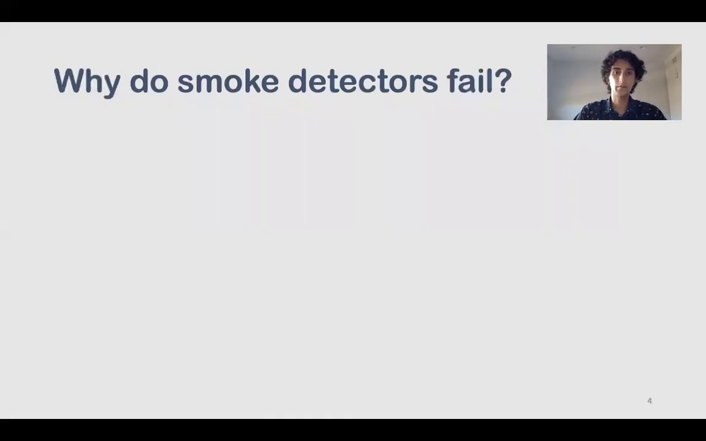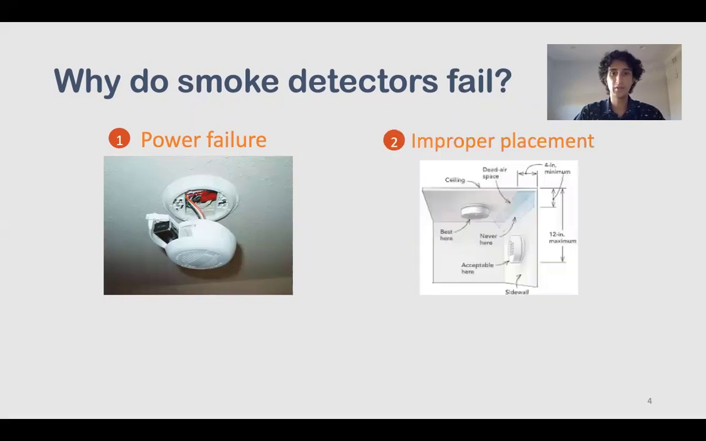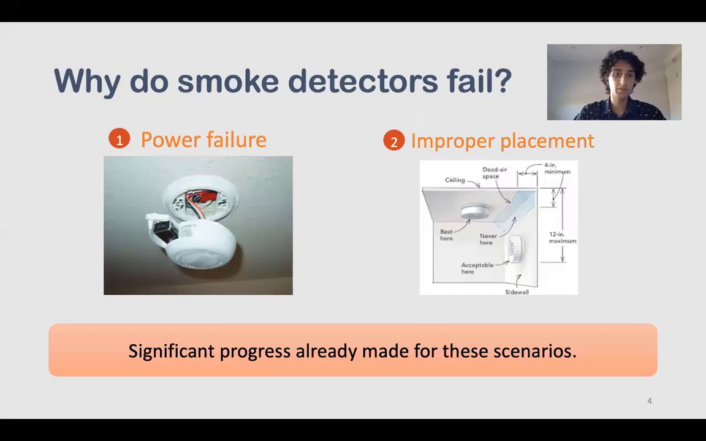Why do smoke detectors fail? There's many possible causes of failure. One of them is power failure, which can result from either a battery dying or power to the building being lost. And another example is improper placement, which prevents smoke from flowing to the smoke detector. For both of these problems, significant progress has already been made. In the case of power failure, battery-powered smoke detectors announce when the battery is low, and wired smoke detectors typically come with a battery backup. For improper placement, government standards dictate where the smoke detector must be placed in the building.